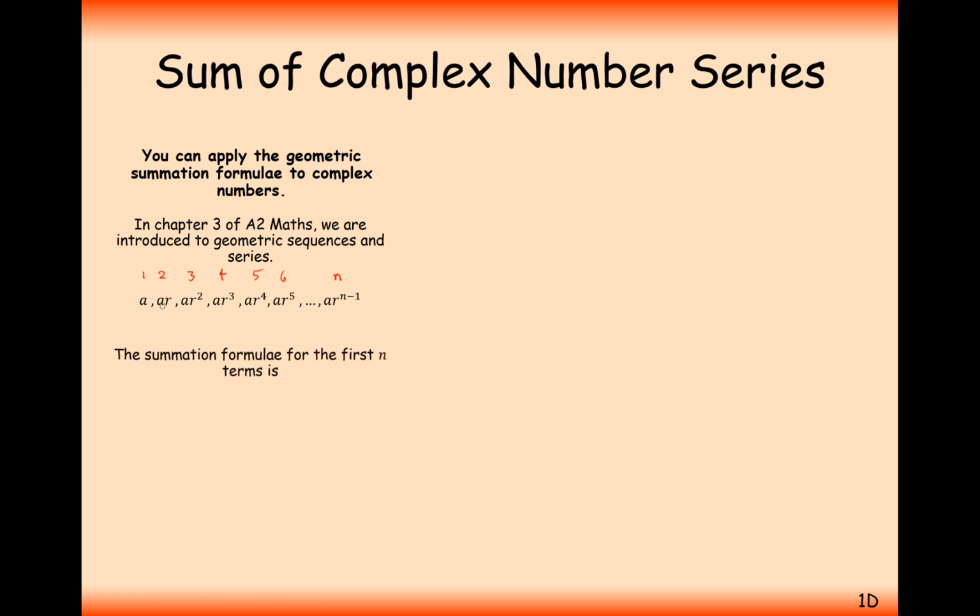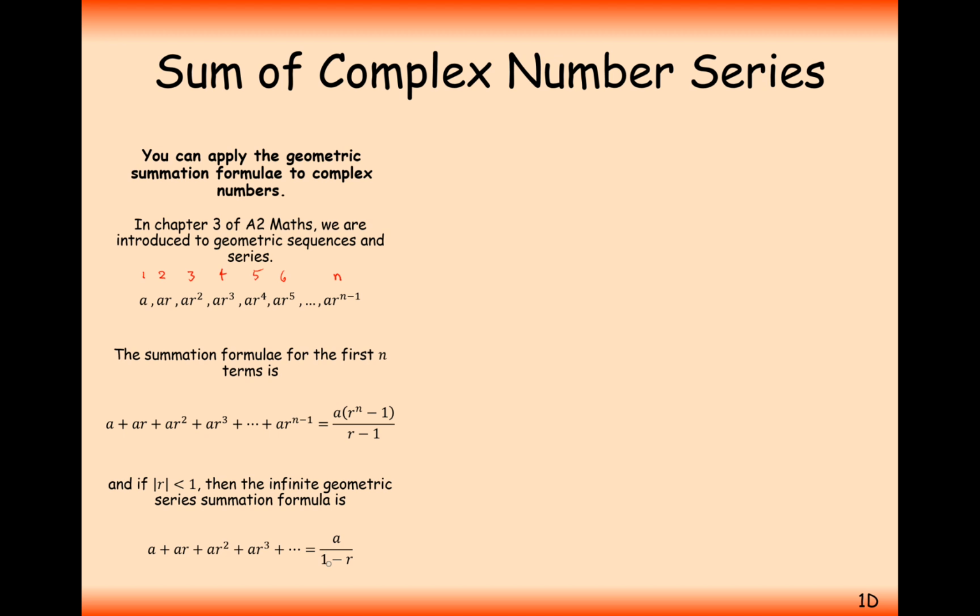If we were to add all of the numbers in this sequence together, the addition of the first n terms is this formula here: a brackets r to the power of n minus 1 over r minus 1. And in the second part of this video, if the ratio is smaller than 1, then we can add this up to infinity, and this would be the result. But in this video, we're just going to concentrate on the summation of finite sequences. So, let's see a question.